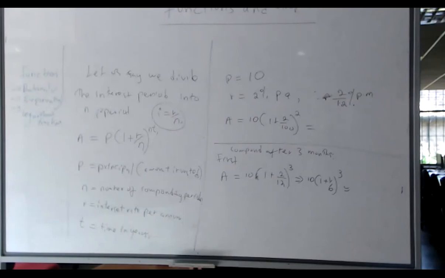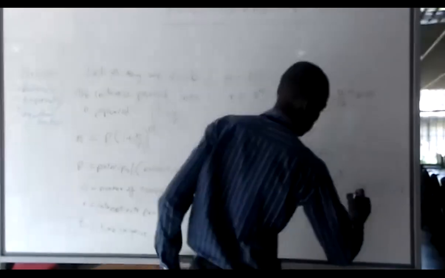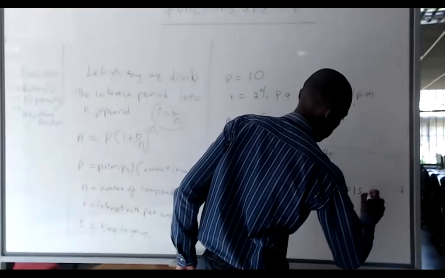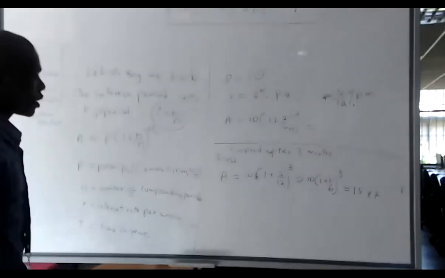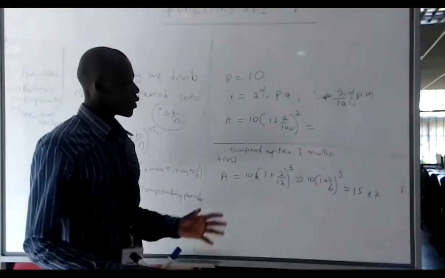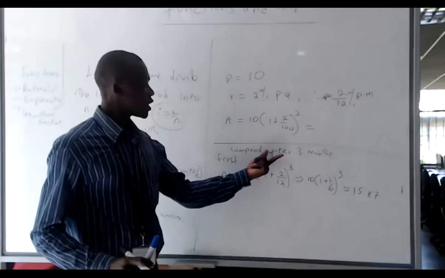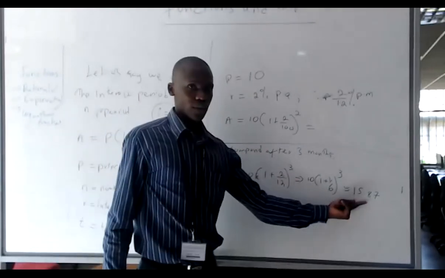15.87. This is 15.87. When you're compounding after every 3 months, for the first 3 months, calculate the amount.